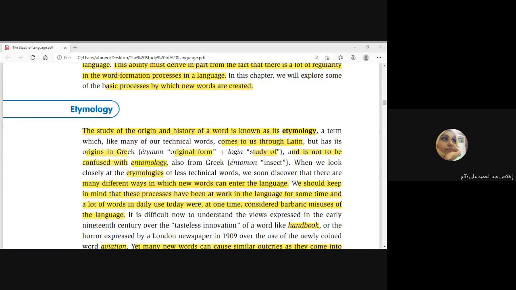Excuse me? Go ahead, sorry. In my opinion, in every language new words are entered, and that's good, I think. That's okay. Of course, all languages need to borrow some words from other languages. We'll talk about that later in the coming sections and subsections. Thank you very much, Ikhlas.